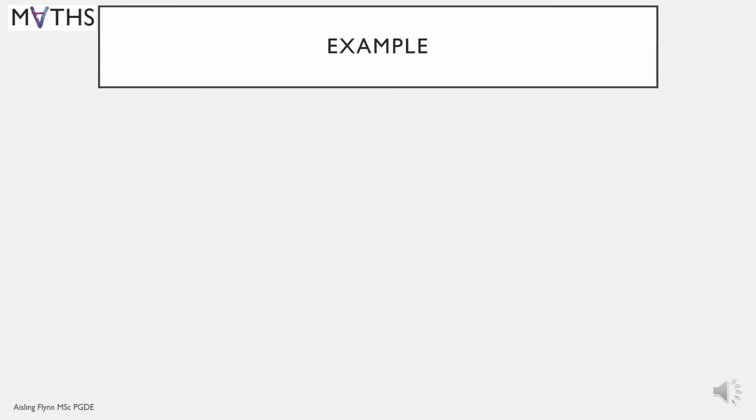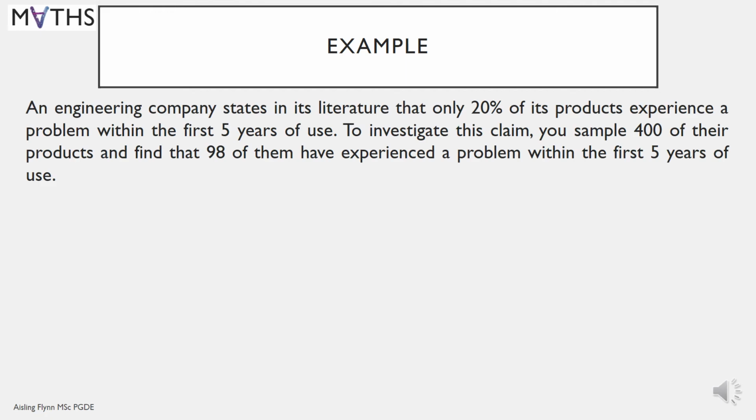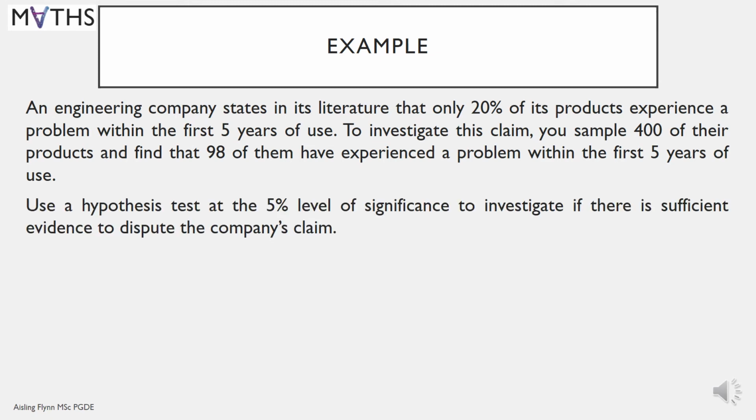Okay, let's do an example and put all of that to practice. An engineering company states in its literature that only 20% of its products experience a problem within the first 5 years of use. To investigate this claim, you sample 400 of their products and find that 98 of them have experienced a problem within the first 5 years of use. Use a hypothesis test at the 5% level of significance to investigate if there is sufficient evidence to dispute the company's claim. So we're going to test it and see if it's true or not.